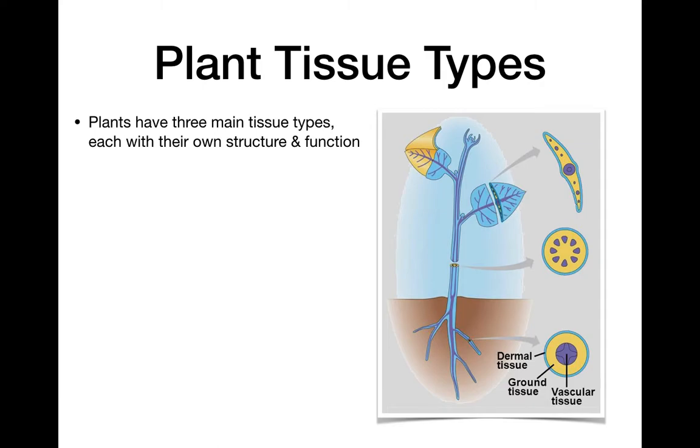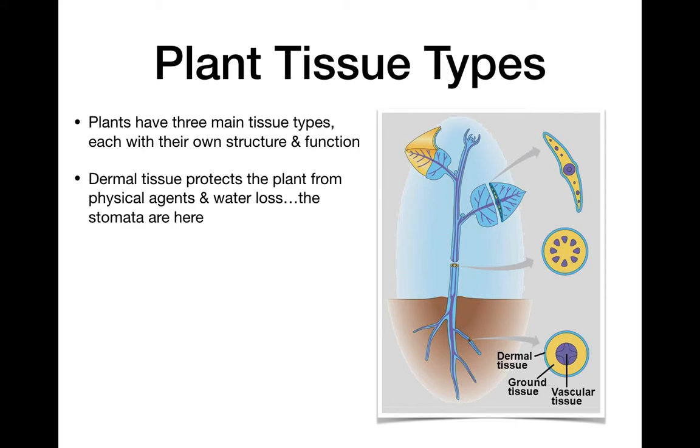Okay, so in plants there are 3 main tissue types, and each of these tissue types has its own structure and its own function. You need to understand these, then you'll understand how plants grow in general. So we have dermal tissue. If you look at this diagram here, the dermal tissue is the blue, it's the outside layer of the plant, the leaves, stems, roots, everything has dermal tissue on the outside.